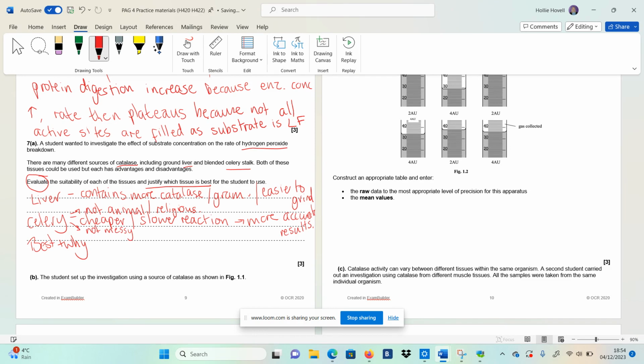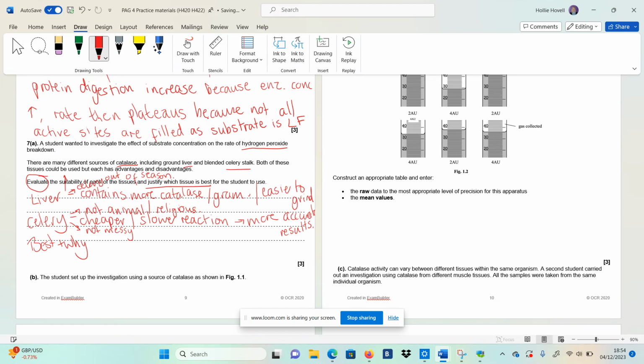Celery could be bad, so it might be better to use liver because celery might be out of season. It might be hard to get from the shops if it's not in season, if it's not the right time of year. Celery might be a bit unpredictable because different parts of the plant might have different activity levels. So, it might be a bit dependent on which bit you chose.